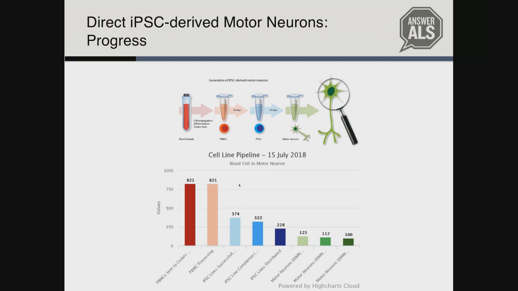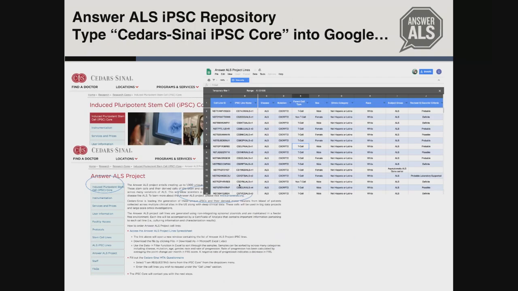So the stem cell team at Cedars-Sinai has done a wonderful job. They've processed 821 samples over the past couple of years and have already established 322 unique ALS lines. In line with our general mission to share all of the data and resources that we're generating through Answer ALS, we're also making these lines available through the iPSC core at Cedars-Sinai. So right now, researchers can go online and look at a database that tells them about details of the lines that have been produced and select those that may be most applicable to their study or area of interest.